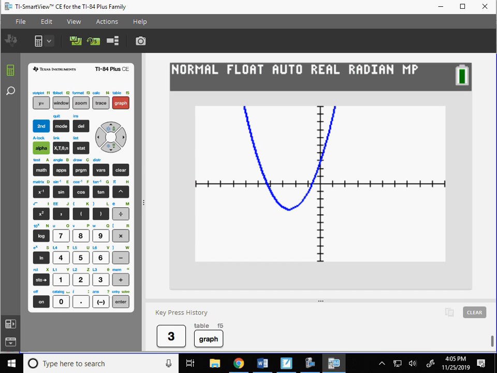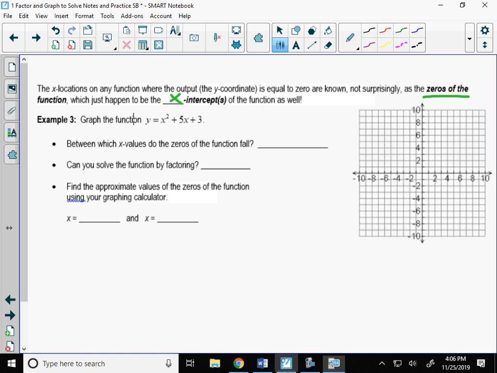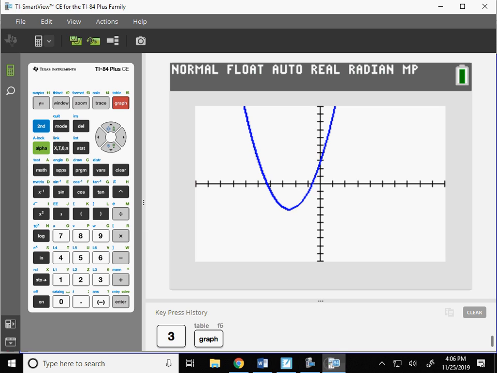So here's my graph, and this time it does not look like the x-intercepts are a nice whole number. So it might be a nice decimal, but right now it's at least not a whole integer. So between what two x values do these zeros fall at? Well, the left one looks like it falls between negative 4 and negative 5. So I would say between negative 4 and negative 5. And then the other x-intercept falls between negative 1 and 0.